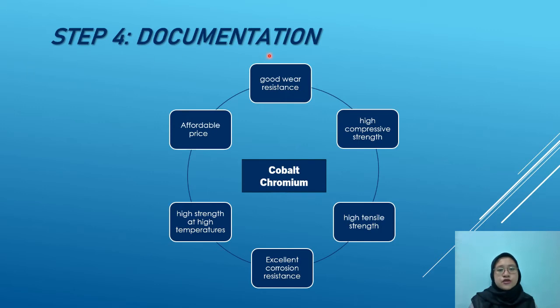Last, step 4 is documentation. Cobalt chromium alloy has very good properties as it is a good wear resistant material that will last for a long time and has high compressive strength, high tensile strength, and high strength at high temperatures that fulfills our objective, which is high strength.